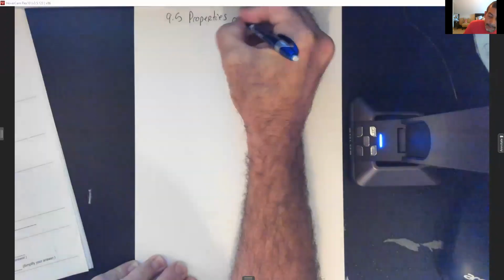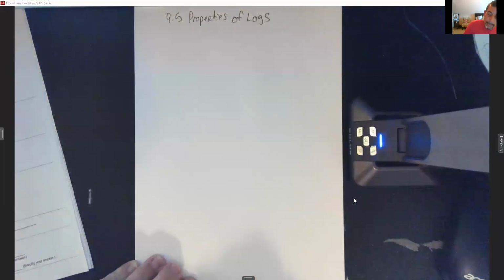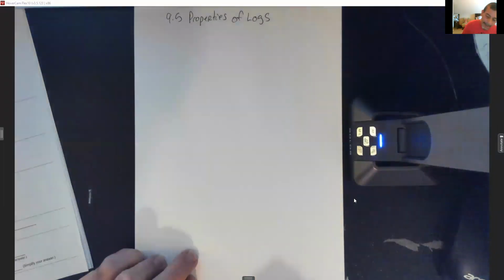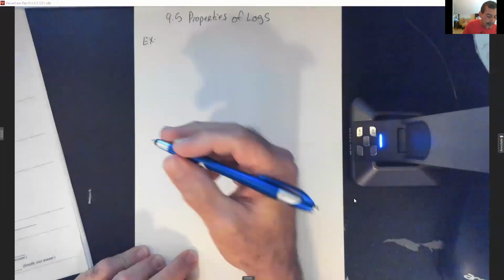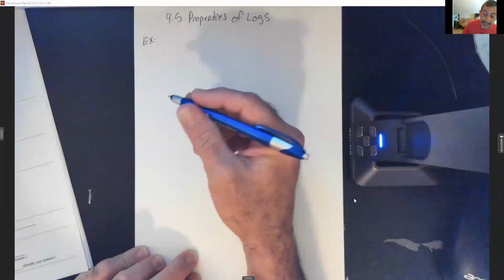Alrighty, so remember, we're picking up in 9.5, and that was doing the properties of logarithms. So we're just going to call them logs for short. Alrighty, so this example, we're going to pick up on expressing in terms of sums and differences.